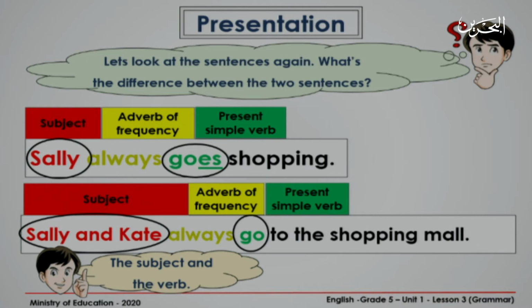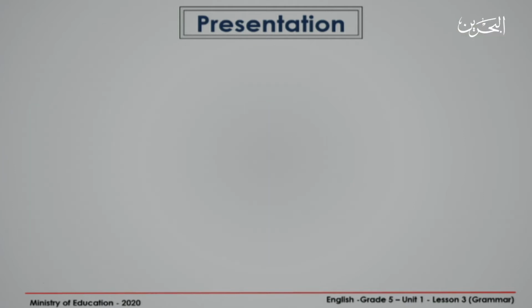So, if you have only one person, or you have he, she, and it, you have to add S to the end of the verb. Or if you have two persons, or you have I, we, they, and you, you shouldn't add anything to the verb. It stays the same. I will explain the rule for you one more time.